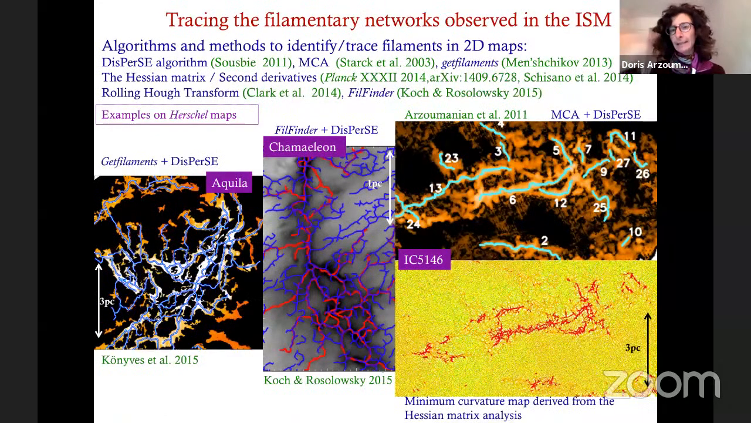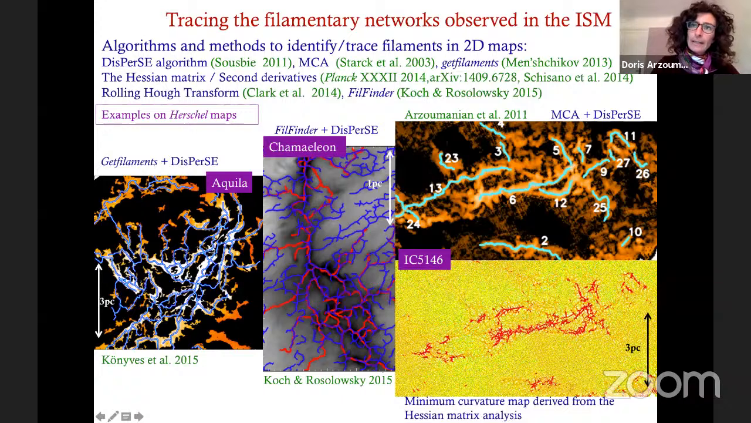And what we want to do is to try to describe the properties of these filaments. There are many different algorithms that have been developed lately to identify and trace these different filamentary structures. And in the following, I will describe mostly an algorithm which is called DisPerSE, which gives this blue crest that you can see on this image.